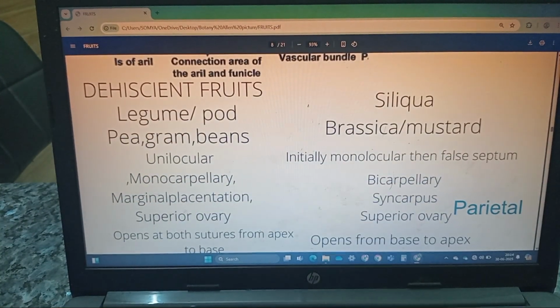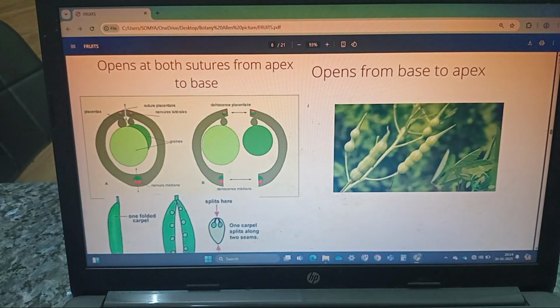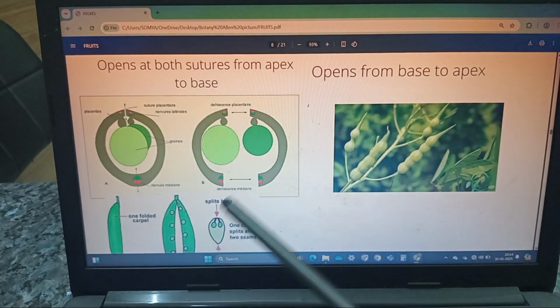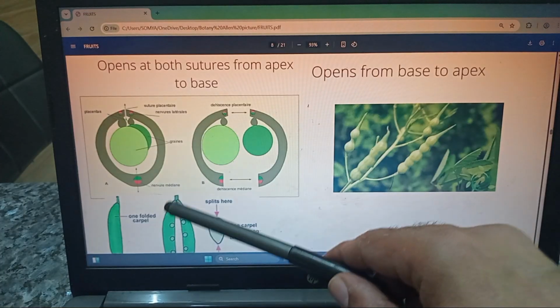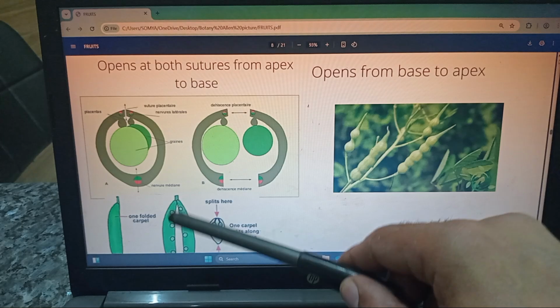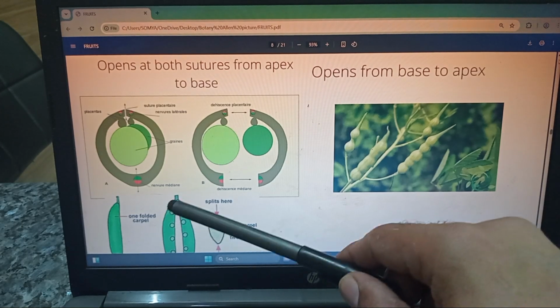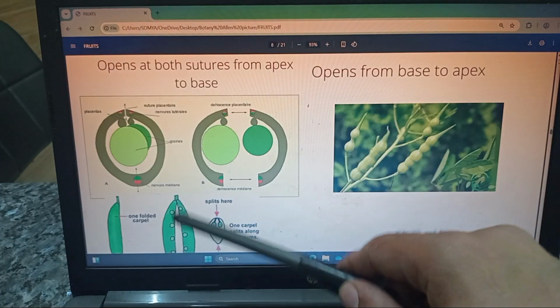Then dehiscent fruits means the pericarp will open up to give up the seeds. So there are two types. One you see in the pea, that it is marginal placentation. There are two rows of the seeds. This is called the legume or the pod. Peas, beans, grams, all these are legumes.